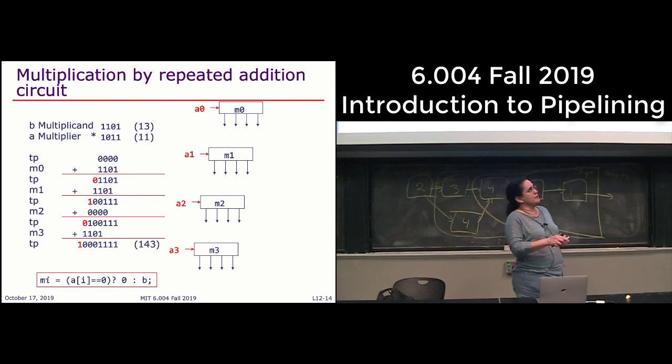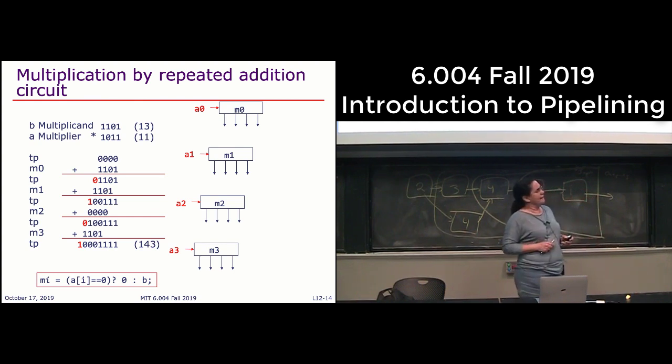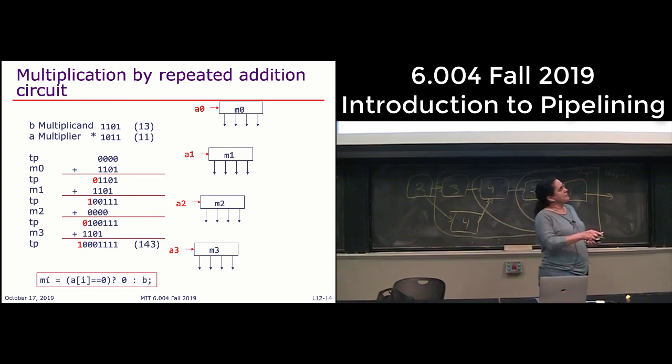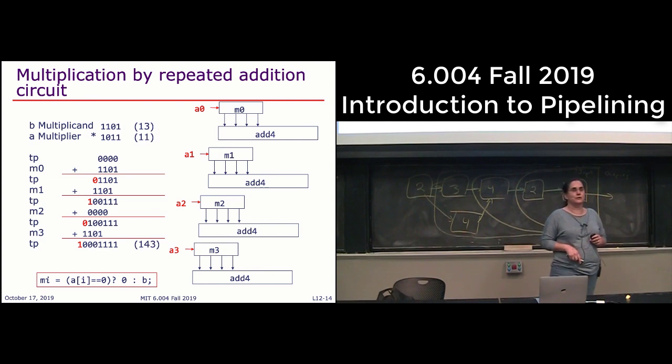So in the first one, it's A0, then A1, and so on. And depending on the value of A sub i, either I'm passing a bunch of zeros, or I'm passing the entire value of B, all the bits of B. And so that's what these four boxes represent. Then I have 4 adders here. And so we'll add these 4 adders to our circuit.